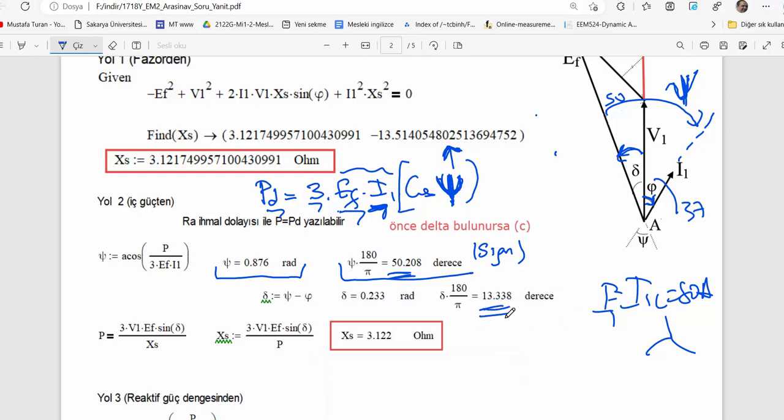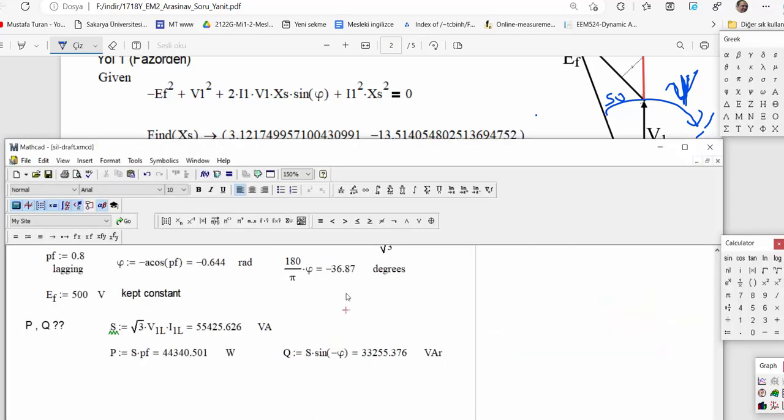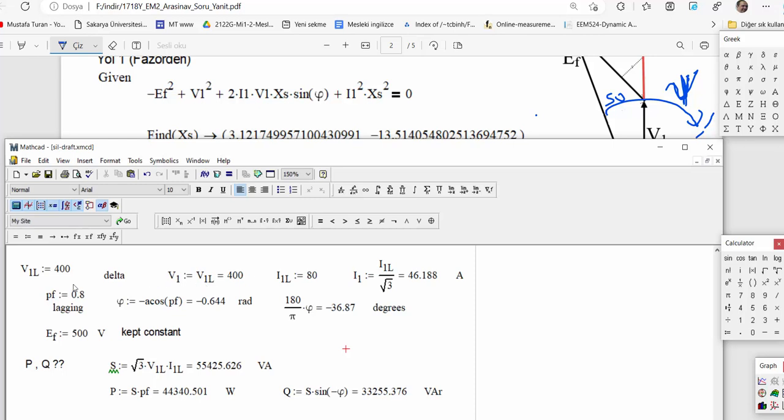It can easily be deduced from the phasor diagram. I recommend you draw the phasor diagram. When you get this, you can substitute it here. You know EMF, it was 500 volts. You know the voltage, it is given 400 over root 3. It was, I think, here it is.